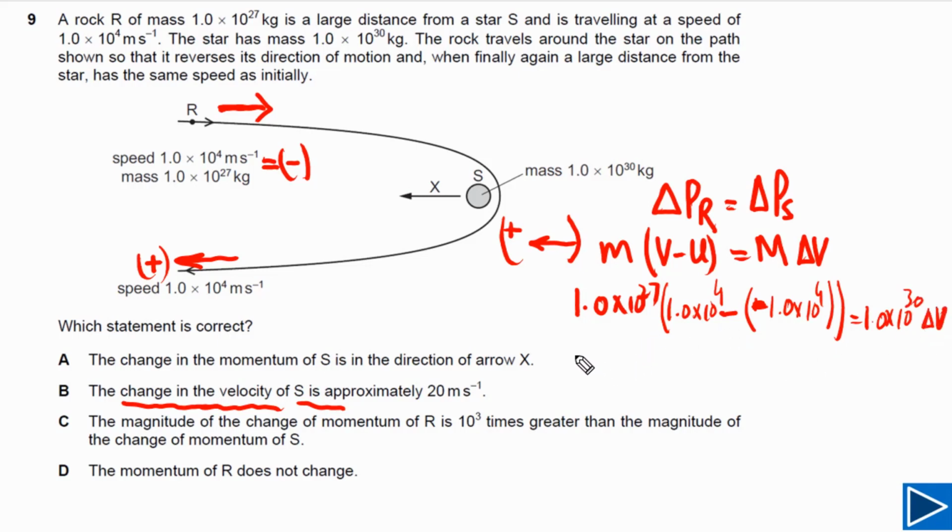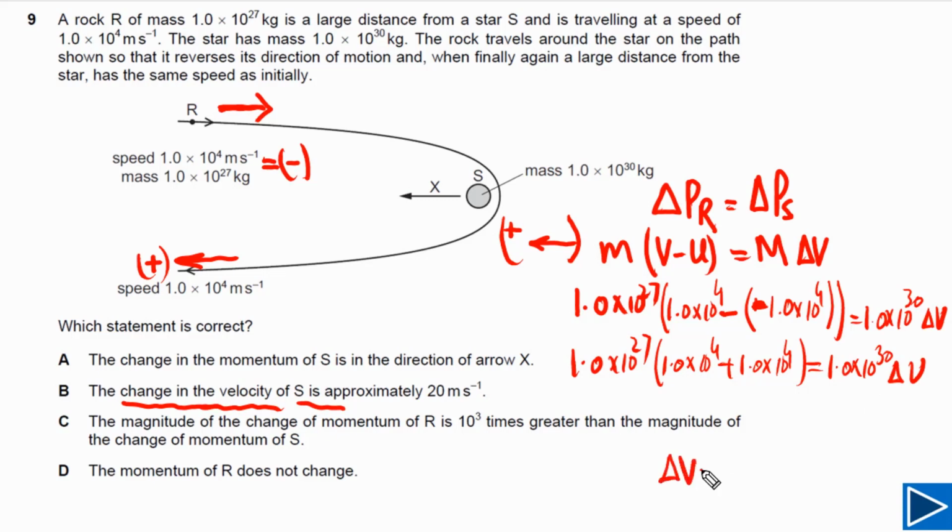Now you can see here, if we little simplify this one, so we will get this is 1.0 times 10 to 27, and here we have 1.0 times 10 to 4 plus 1.0 times 10 to 4, and this is equal to 1.0 times 10 to 30 times delta V. So from here, if we just plug in these values in our calculator, we will be able to get delta V, that is 20 meters per second. So this is our correct option.